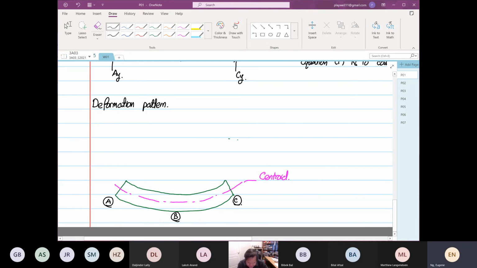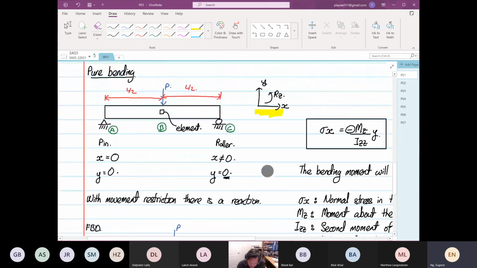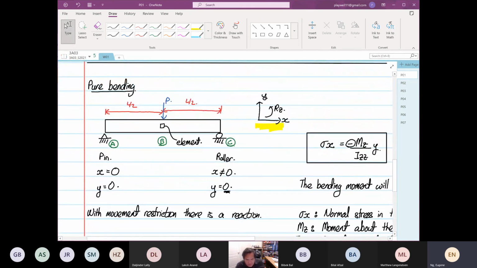Now, a question for you. If this structure were to fail, where is it going to fail? Anyone? I'll repeat again. Where is it going to fail? Anyone, please? I have no answer. Are you still there? Hello? Yes, point B. Thank you. So failure will occur at point B.